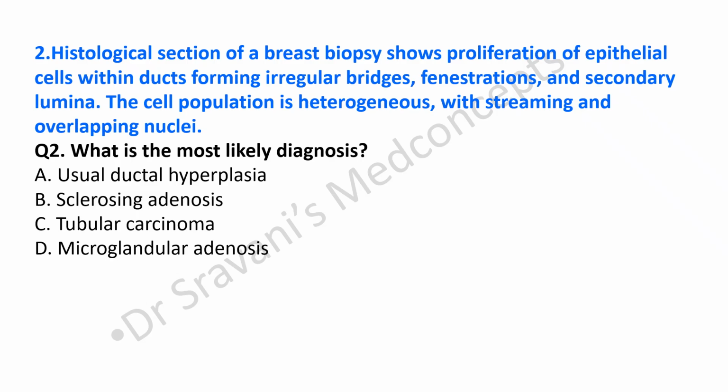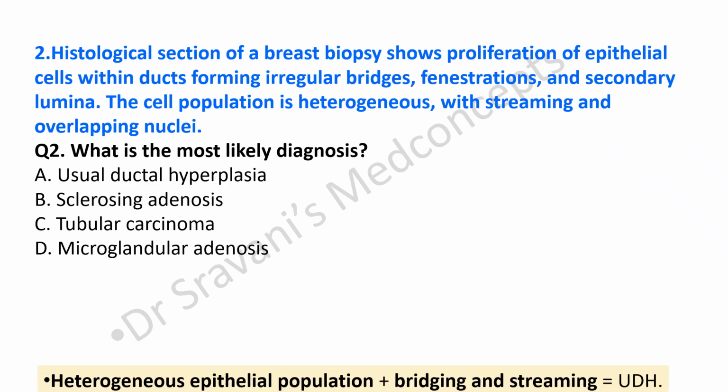First of all, is it adenosis? Either it can be sclerosing or microglandular? No, because here it is not given that there is an increased number of acini per lobule, so it is not adenosis. And in adenosis there will not be increased proliferation of epithelial cells within the ducts, so it is usual ductal hyperplasia, which is characterized by an increased number of epithelial cells within the ducts with irregular bridges, fenestrations and secondary lumina formation, and the cell population will be heterogeneous with streaming and overlapping of the nuclei. It is not tubular carcinoma because no definite invasion is seen.